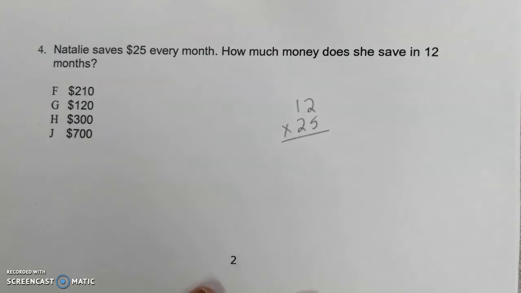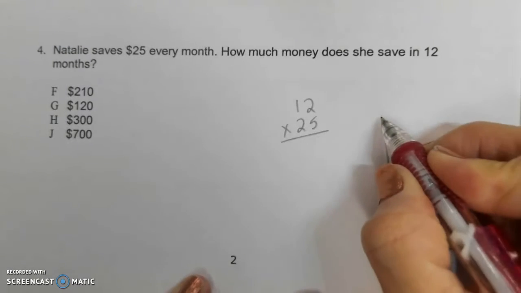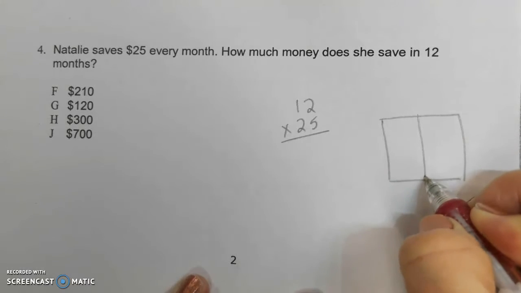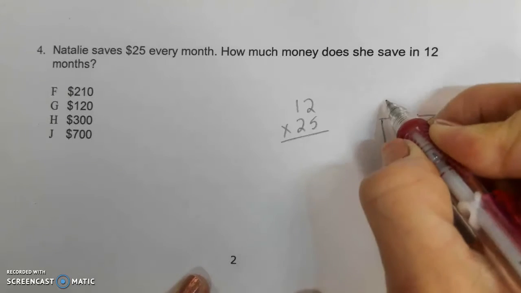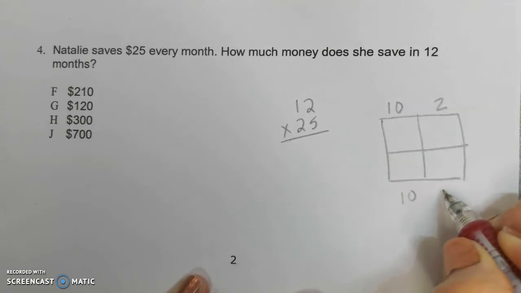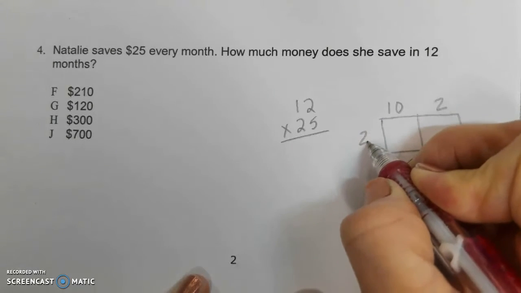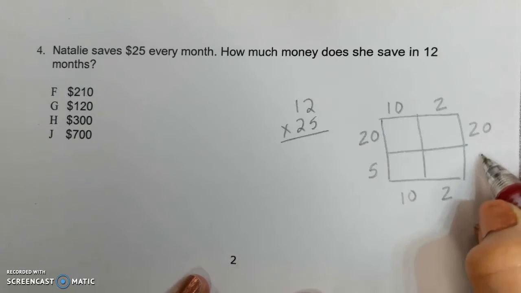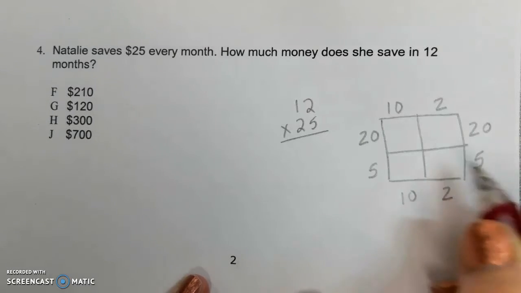There are several ways to complete this. One way is the standard algorithm, and another way is the area model. I'm going to show you the area model. I'm going to break apart 12 as 10 and 2. I'm going to break apart 25 as 20 and 5, completing my model of my array.